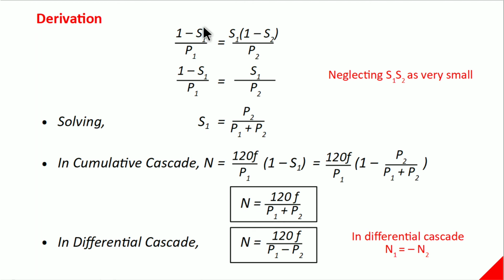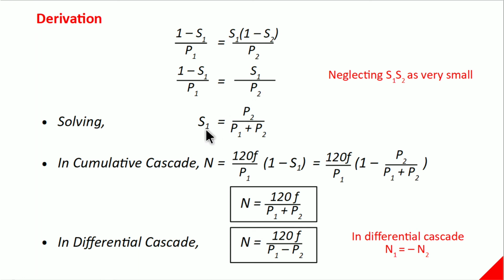Now simplifying it, it's 1 minus S1 over P1. Here, if we open the bracket, it will be S1 minus S1 S2. S1 we have written here, and S1 S2 is neglected. Why is it neglected? The value of slip, we know, is very small, for example 0.04. Another slip again 0.04, so the value of the product S1 S2 will be 0.0016, negligibly small, so we are neglecting it. So we are writing only S1 over P2 here.